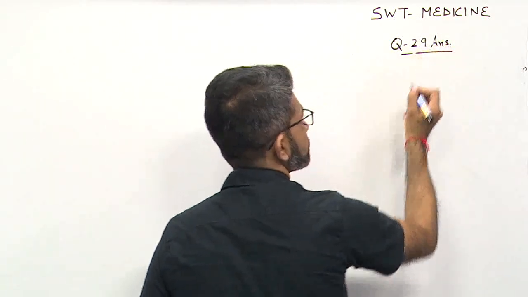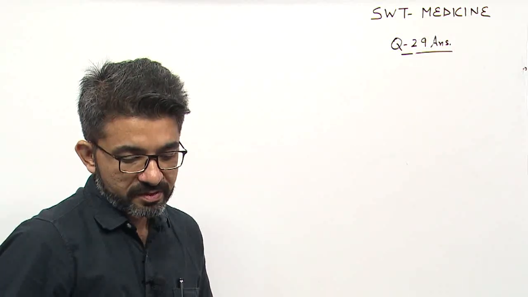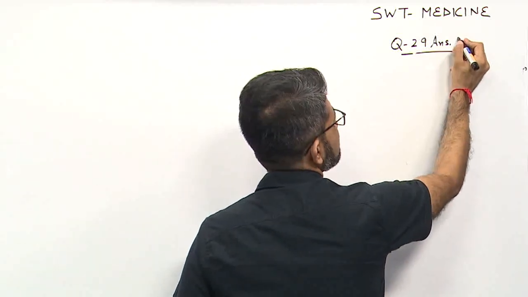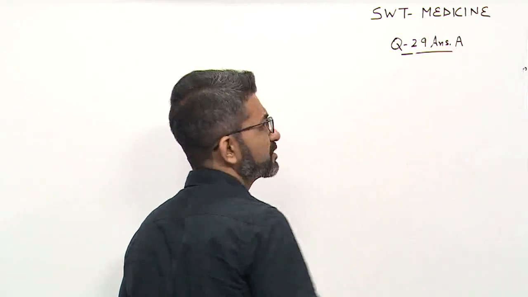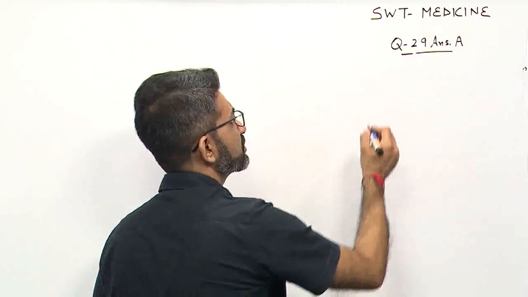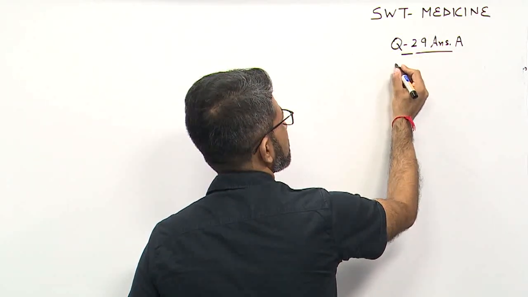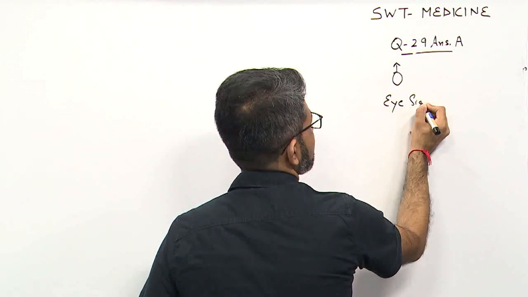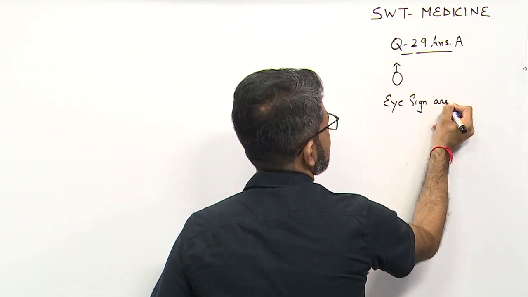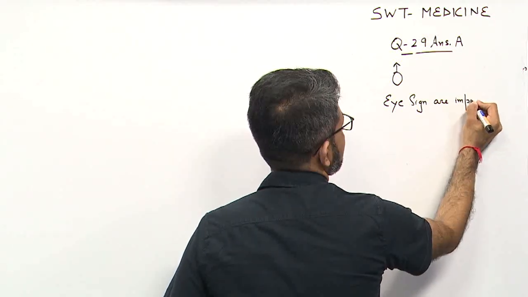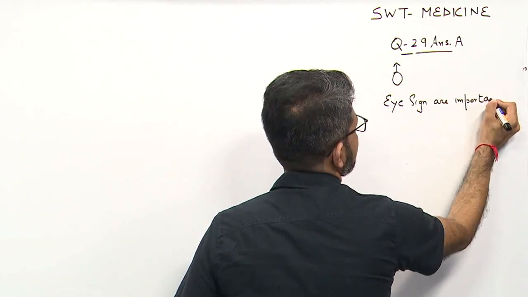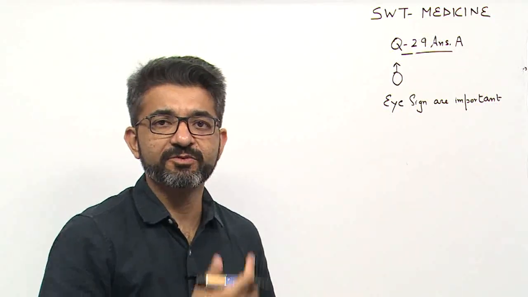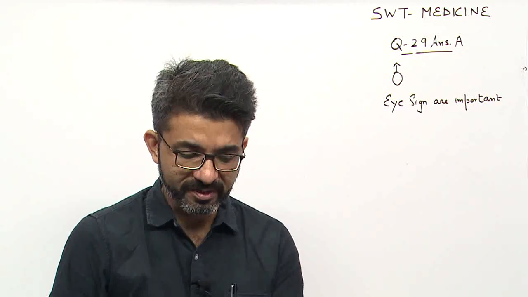Question number 29. Cluster headache. Answer is A. Again a self-explanatory answer. It usually affects males, not females. Right. Eye signs are important. You may have redness of the eye of the ipsilateral side, you may have lacrimation of the eye of the ipsilateral side.